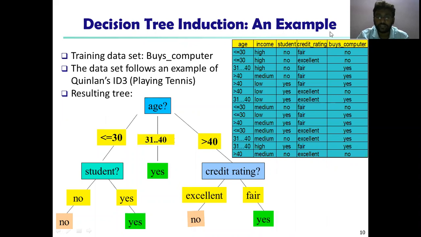Peter's Engineering College. Today we are going to discuss the decision tree: what a decision tree is, what the use of the decision tree is, how the decision tree works, and an example. Let's start our session.